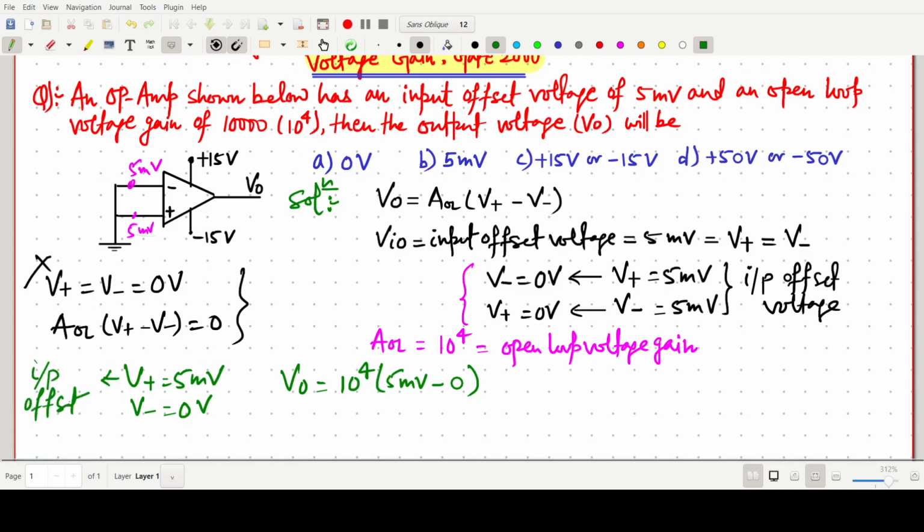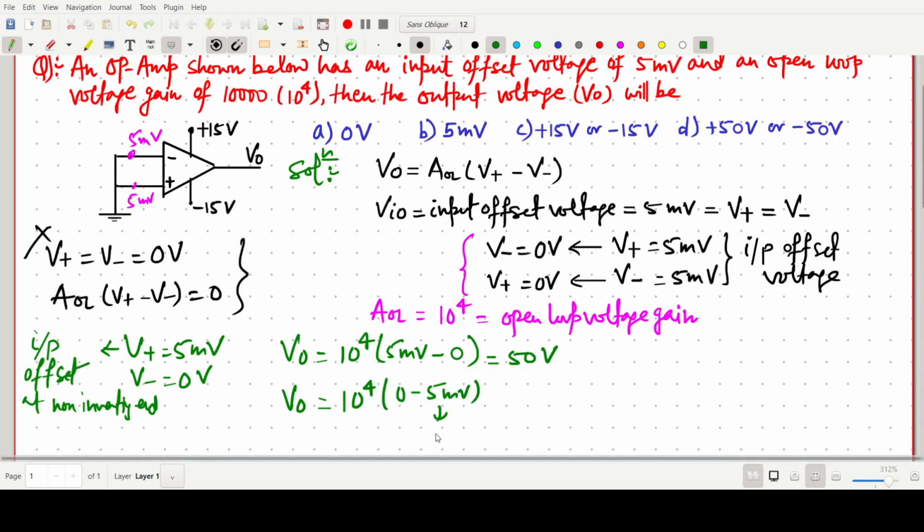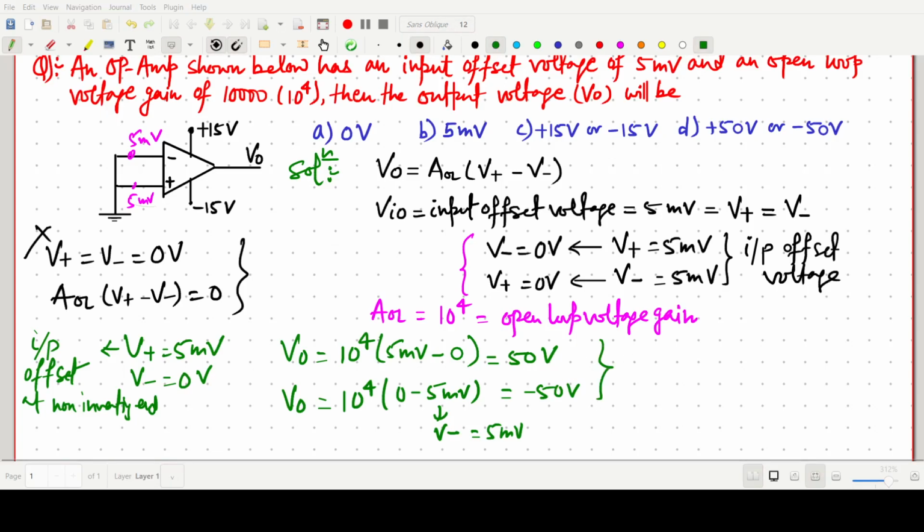we are considering the input offset at the non-inverting in. If we calculate, this value will be 50 volt. Now again, for the V naught value, one can also write 10 to the power 4 times (0 minus 5 millivolt). This one is our V minus, V minus is 5 millivolt. So this value will be minus 50 volt. So the V naught value is 50 volt and minus 50 volt.